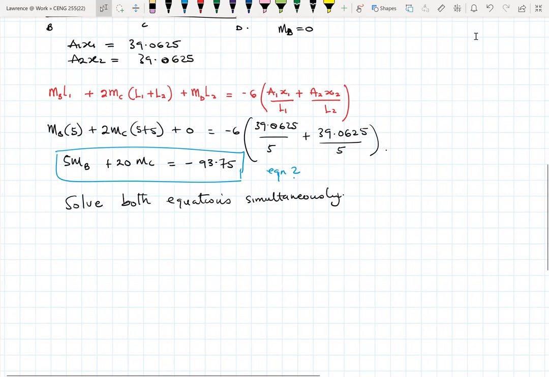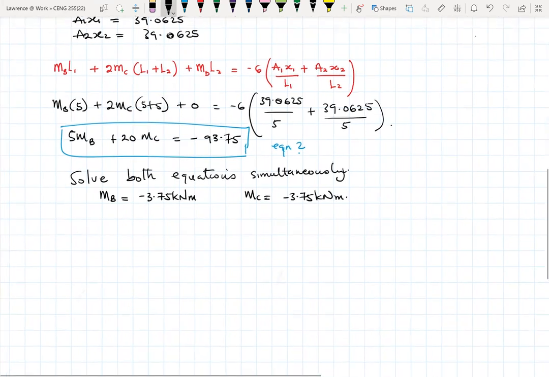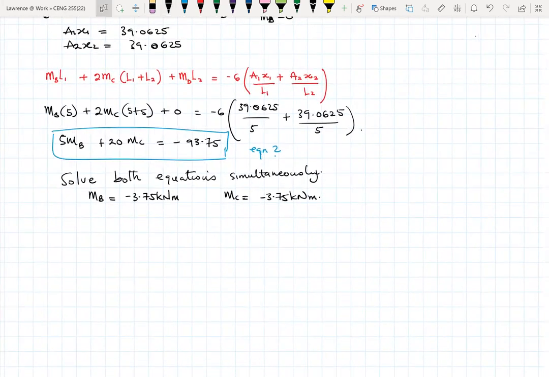So if you have to solve both equations simultaneously, you'd see that from your calculator, your MB would be minus 3.75 kilonewton meter. And then your MC would also be minus 3.75 kilonewton meter. Okay. So now let's find the support reactions.